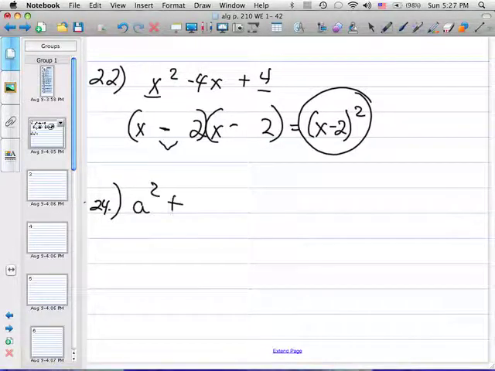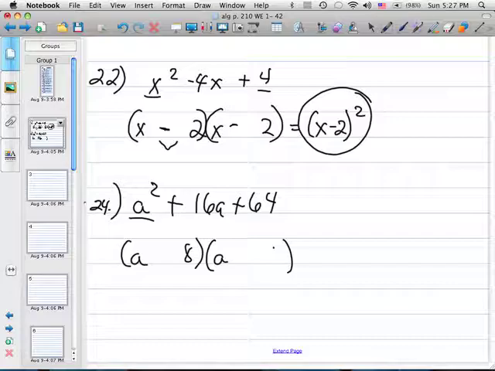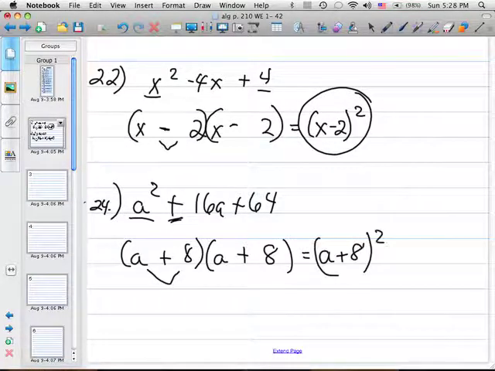24, a squared plus 16a plus 64. Checking to see if it's a perfect square trinomial. a squared is a perfect square, so I'll take the square root of that, which is a. 64 is a perfect square, that's 8, square root of it. Check the middle, I have 8a, and 16 is twice that, so it is a perfect square trinomial, and I have to have a plus sign there, since the middle term has a plus sign. So it's a plus 8 quantity squared.